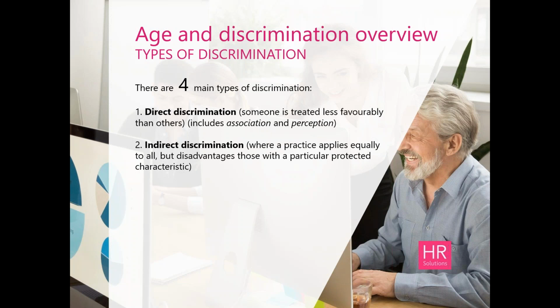The second type is indirect discrimination. Okay, now indirect discrimination happens when there's a practice that applies equally to everybody, which may not in itself appear to be discriminatory on the surface, okay, but that practice actually disadvantages people with a particular protected characteristic, or those with a particular age or belonging to a particular age group. Okay, and this is one where employers can tend to fall foul without realizing.